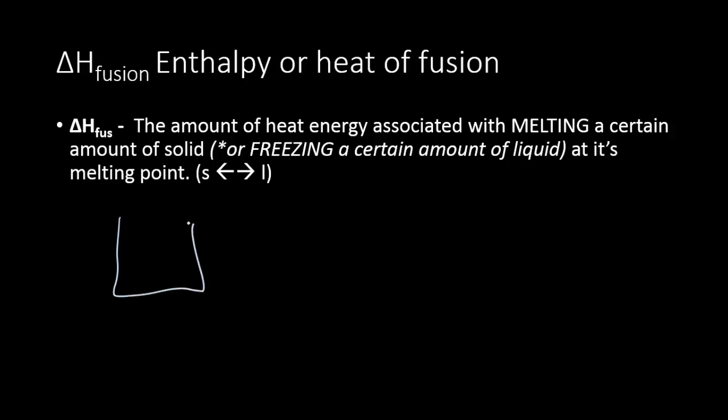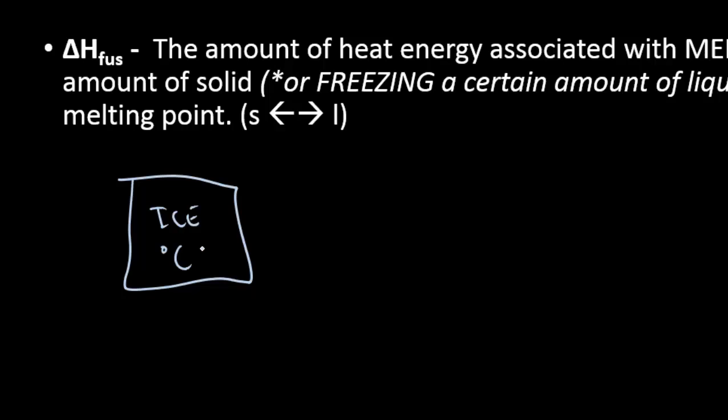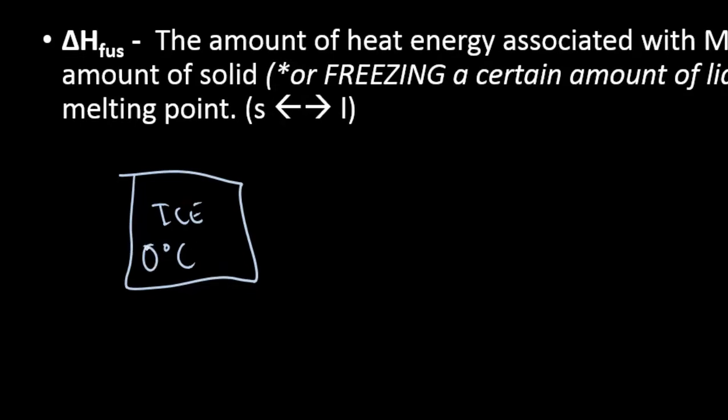Okay, so let's say I have some nice ice here. Ice, there it is. It's at 0 degrees Celsius. It's some chilly ice at 0 degrees Celsius. It's at the melting point. That's important. We're talking about ice at the melting point. So if it was really cold ice, it's been heated up to 0 degrees Celsius, its melting point.